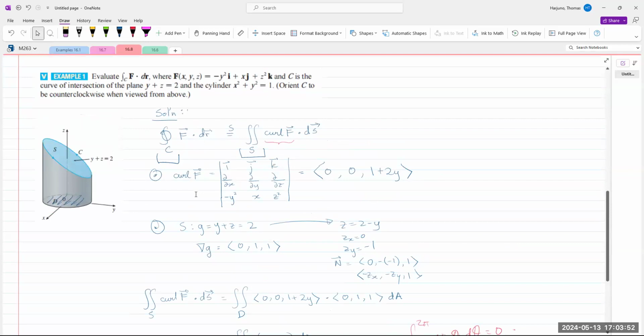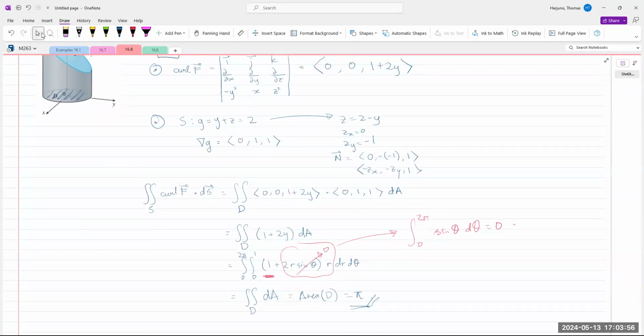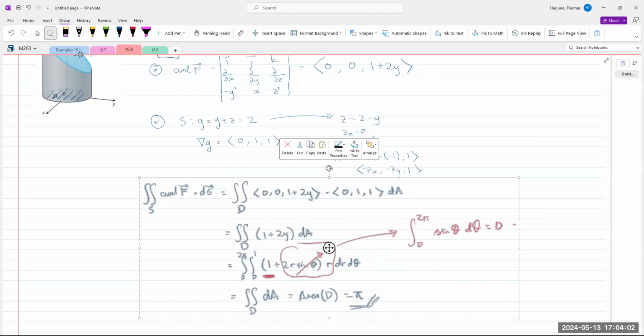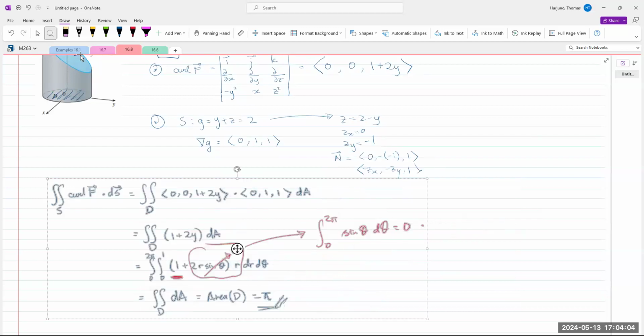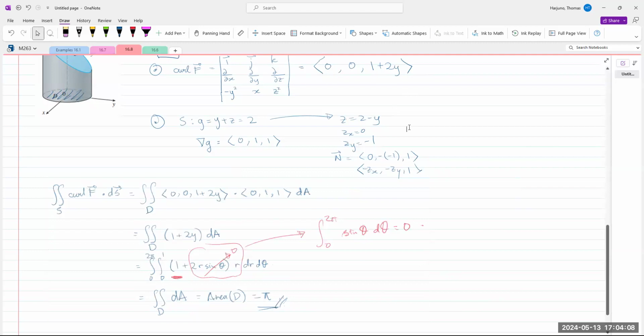Now, I hope this way you see the purpose of converting this single line integral into a double surface integral. There's a trade-off there: even though we increase the dimension, at the same time we deal with the derivative of the vector field, the curl of F.